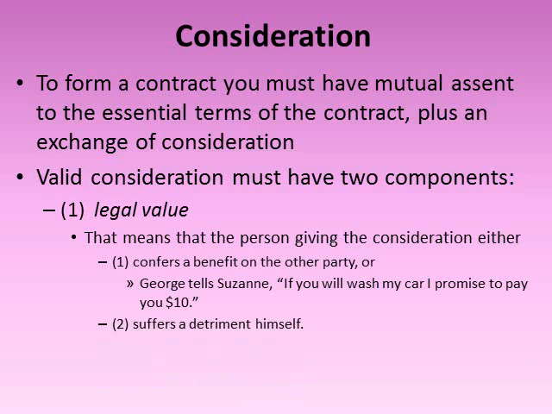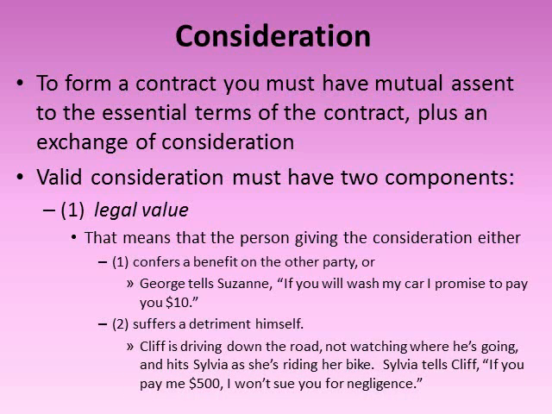Well, it can be a promise to give the other party a benefit, or it can be a promise for the person giving the promise to suffer a detriment. What does that mean? Well, let's say that Cliff is driving down the road, not watching where he's going, and hits Sylvia as she's riding her bike. Sylvia tells Cliff, if you pay me $500, I won't sue you for negligence. And so here what Sylvia is offering to confer to Cliff isn't a benefit on him. She's not offering to pay Cliff something, give him something he didn't have before. What she's saying is, I have the right to put the screws to you here, and I won't do it.